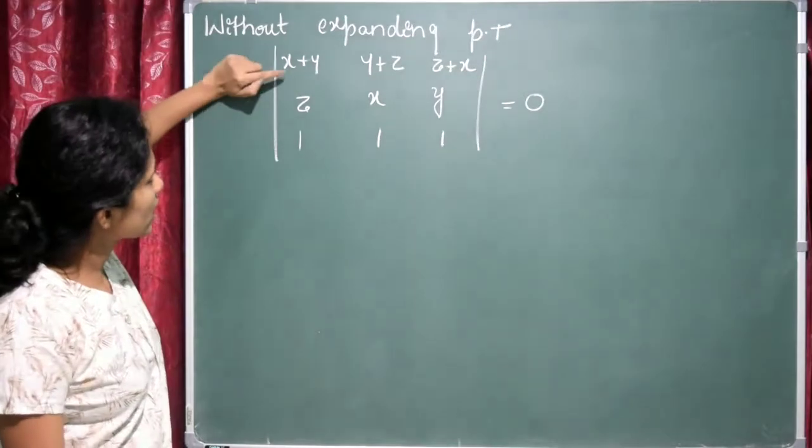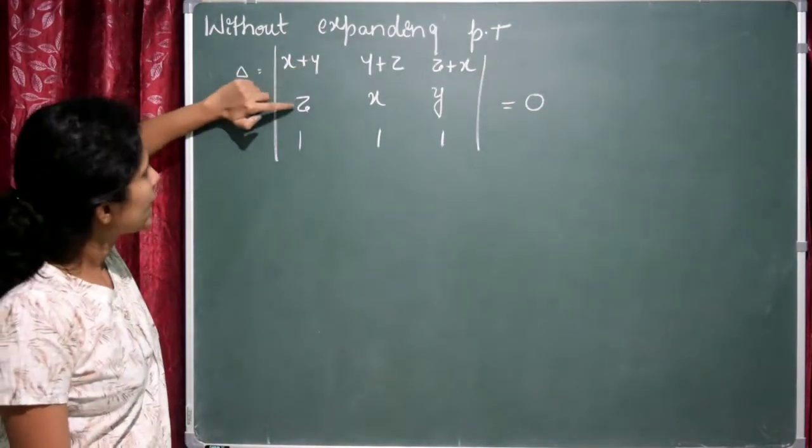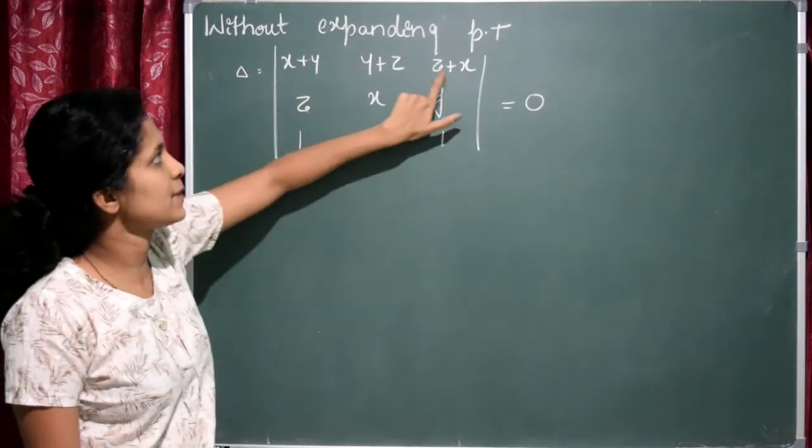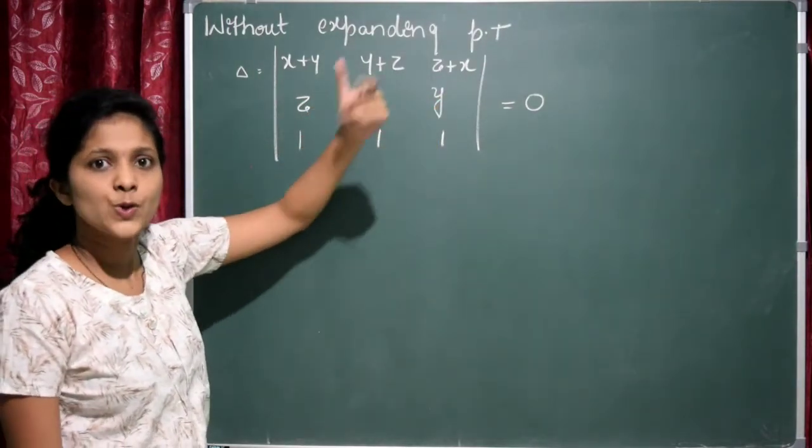Now you have to observe here. Here x plus y is there, right? Here z is there. And here y plus z is there. Here x is there. z plus x is there. And y is there. So what can I do?